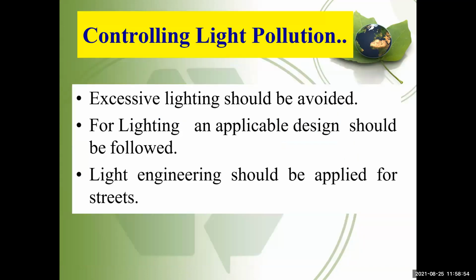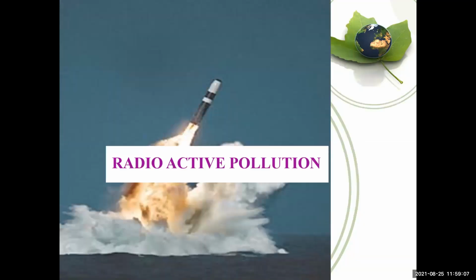For controlling light pollution, excessive lighting should be avoided and applicable design should be followed. To control light pollution, light engineering should be applied for the street. And then, radioactive pollution.